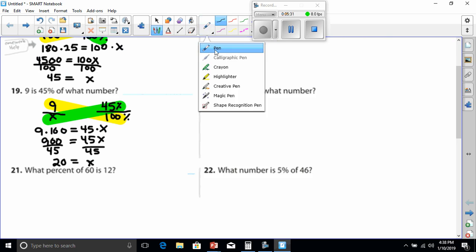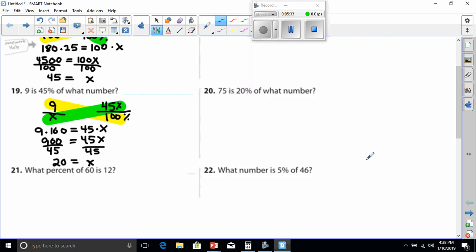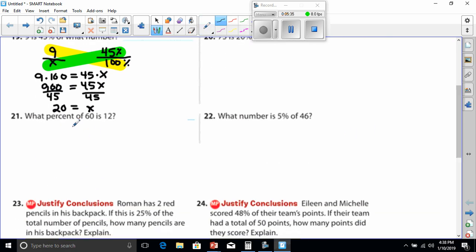All right, so here we go again. Going to number 21. What percent of 60 is 12? Well, again, what percent of 60? Well, we know 60 has of in front of it, so that will go on the bottom.